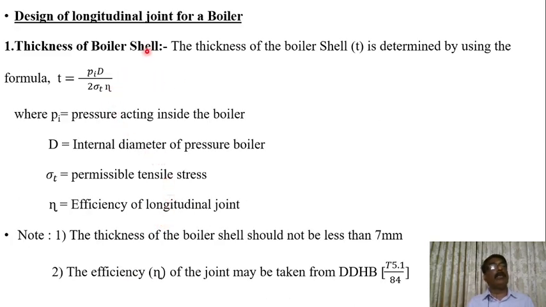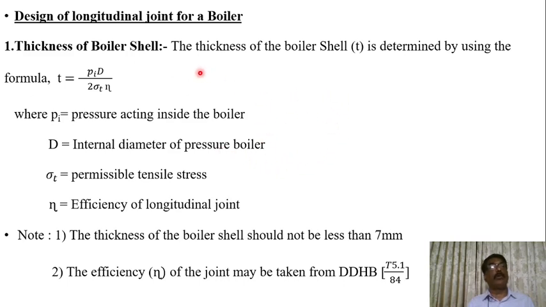Now let's go for the design procedure of the longitudinal joint for a boiler. The first parameter we are going to find out is the thickness of the boiler shell, that is t. This is a very important design parameter, because whatever thickness you select has to withstand the inside pressure of the boiler.